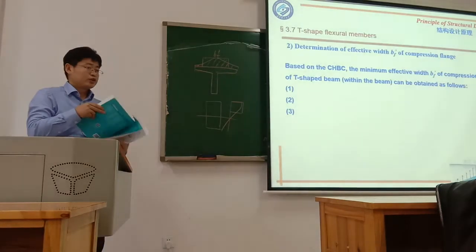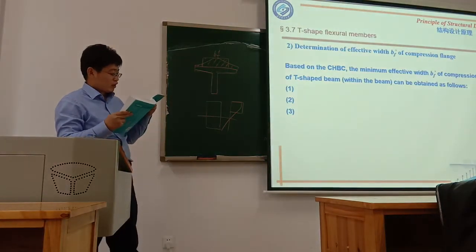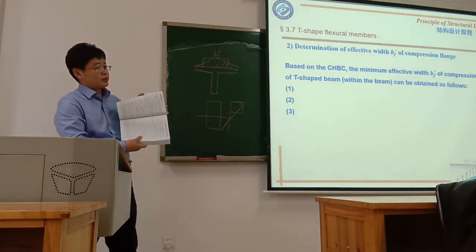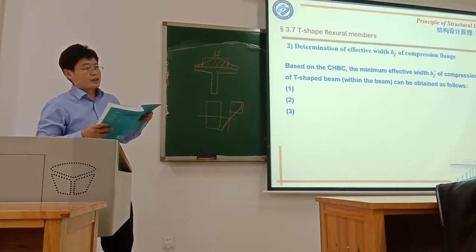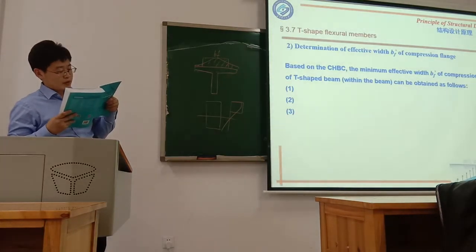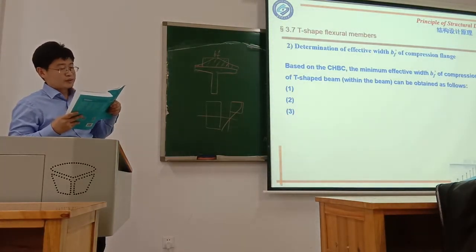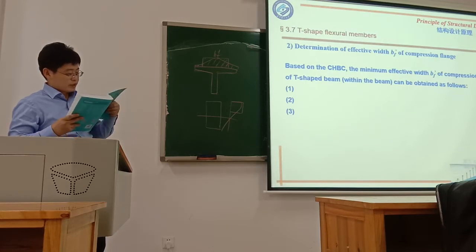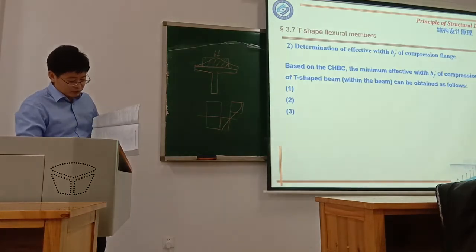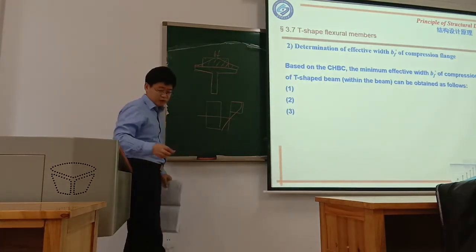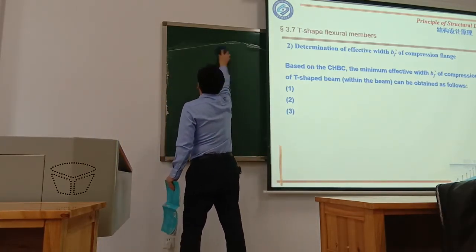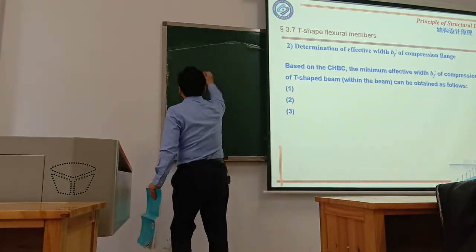I didn't put it in this PowerPoint. In our book, it introduces three different situations according to the code, see your book page 72. The first situation is for a simply supported beam, where 1/3 span is used. So if the bridge or structure is simply supported, then 1/3 span is used. So what's the meaning of 1/3 span?